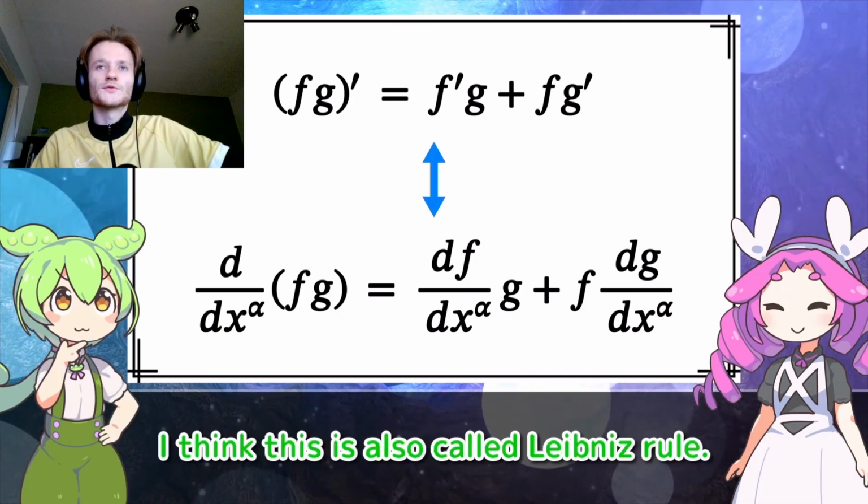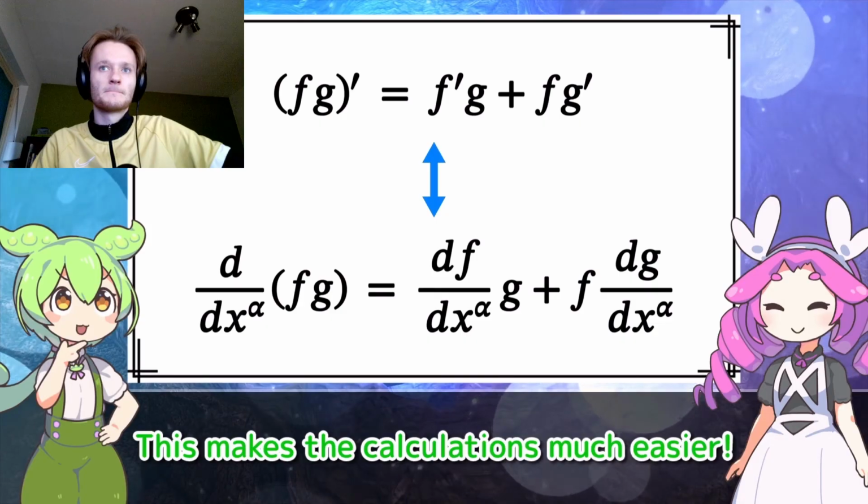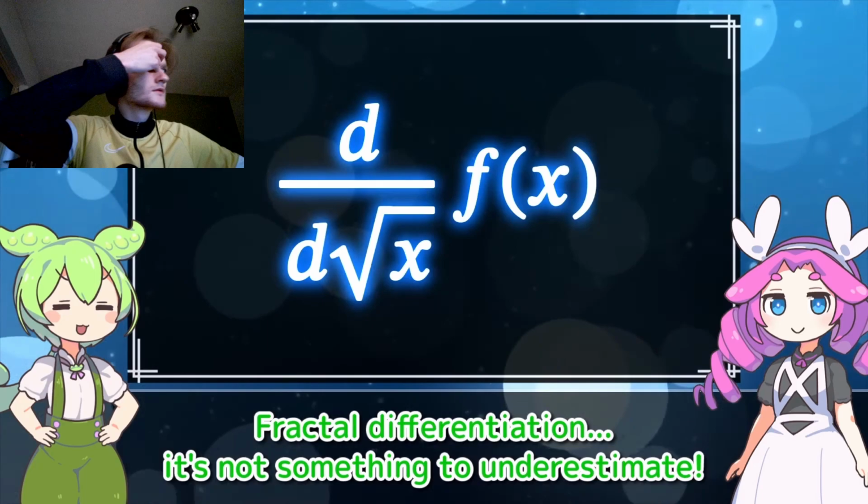I think this is also called the Leibniz rule. What about the quotient rule? This makes the calculations much easier. Fractal differentiation is not something to underestimate.